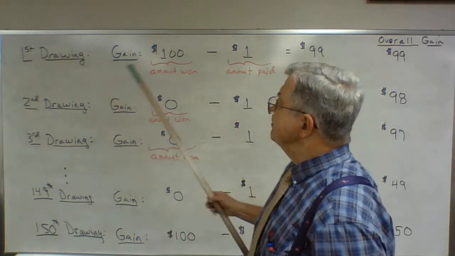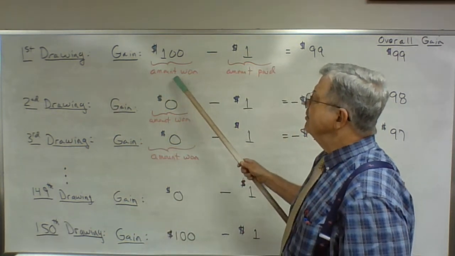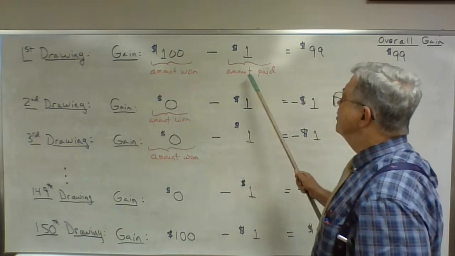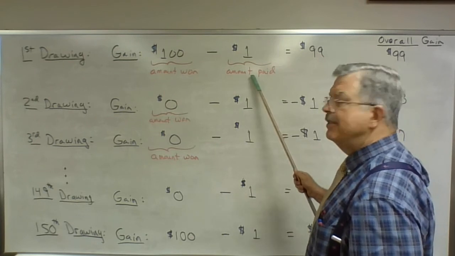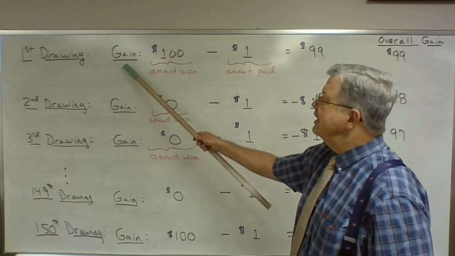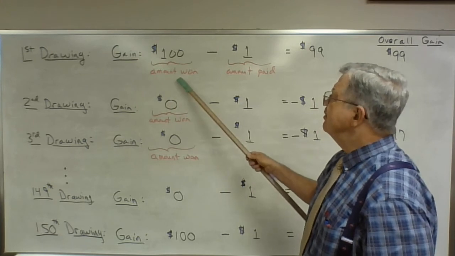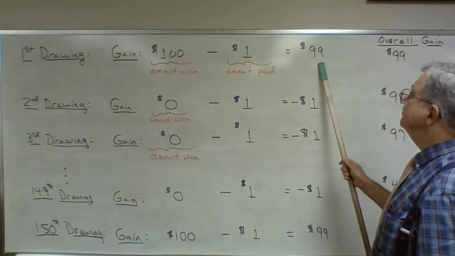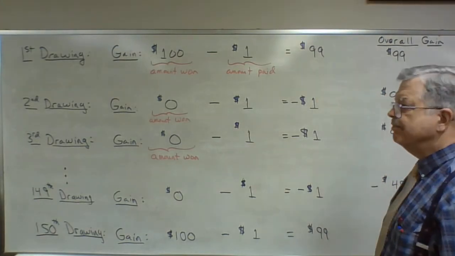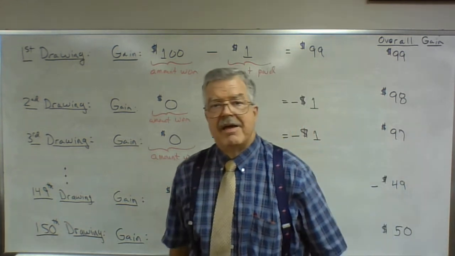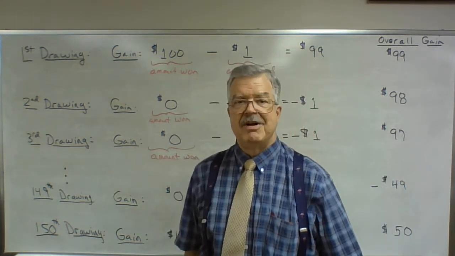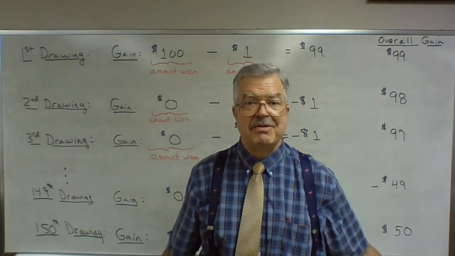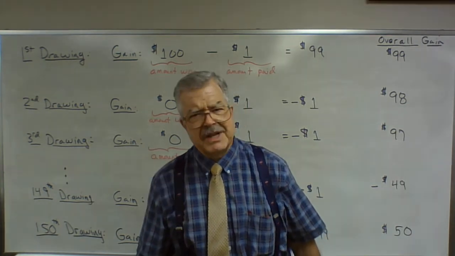They buy one ticket, their gain is the amount that they win, $100. The amount that they pay for the ticket is $1. So their gain is the amount won, $100, minus the amount paid. Their gain is $99. And this person really likes the results. They paid $1 for a lottery ticket. They just won $100. Hey, this is easy. I think I'll do it again.